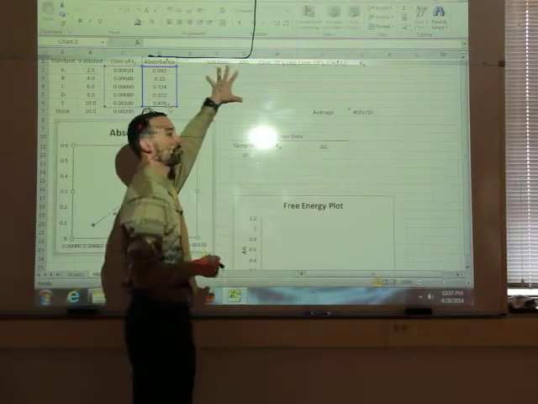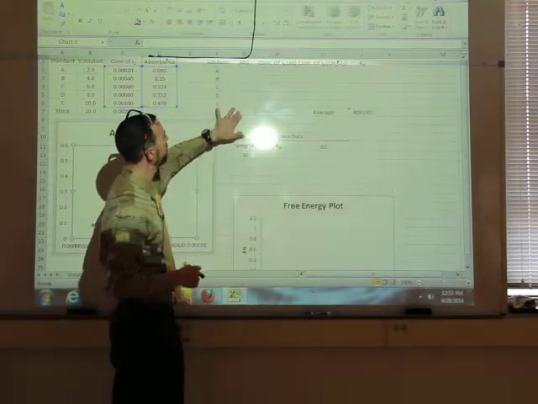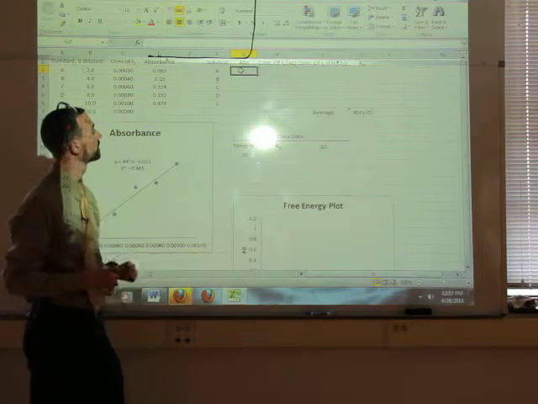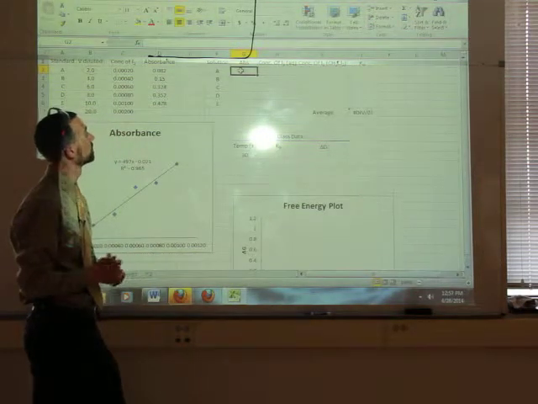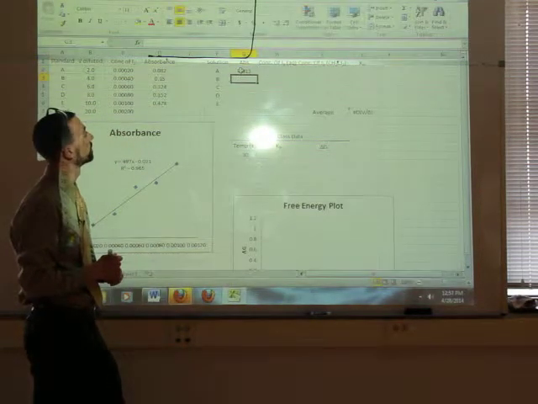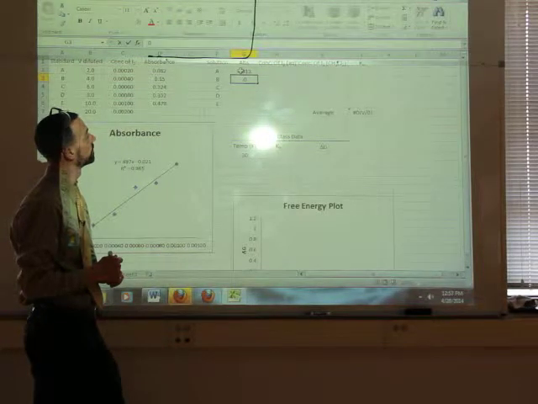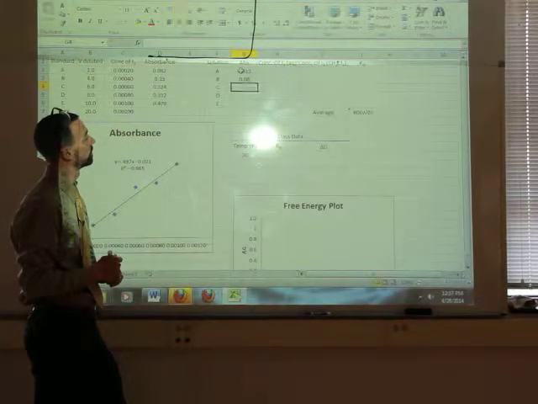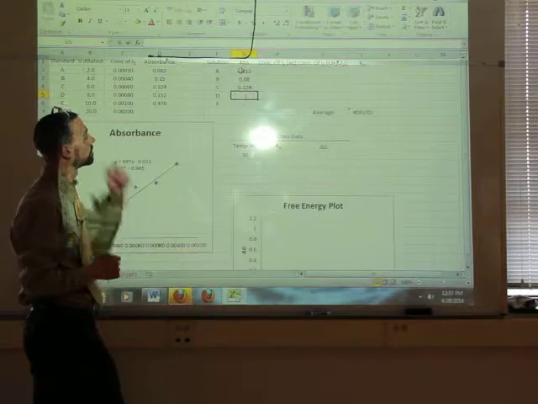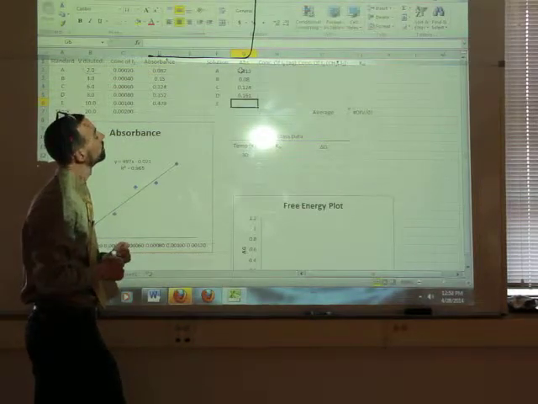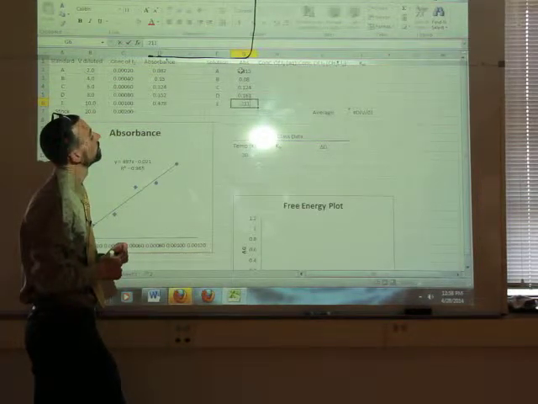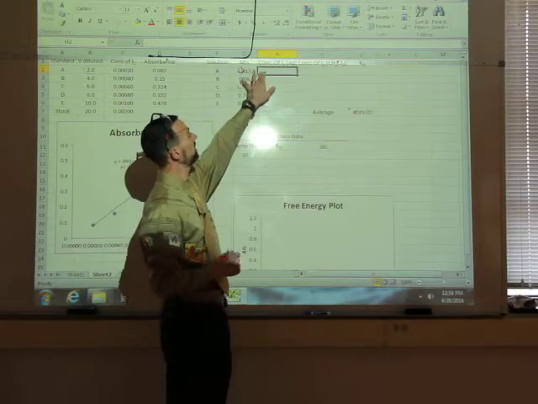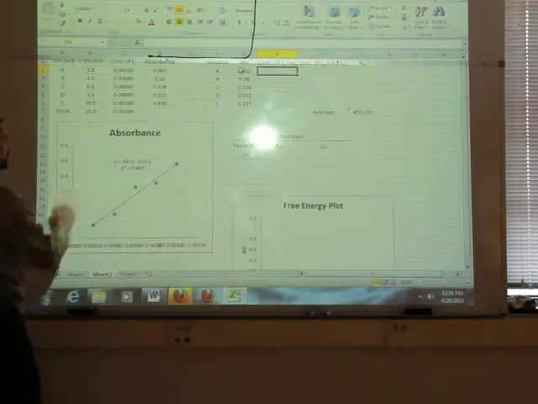All right. Now we have our post-partitioning. Let's type in our absorbances again. Okay, 0.013, 0.080, 0.124, 0.161, 0.211. Okay. Now, to calculate the concentration of the iodine, that's what this equation is.